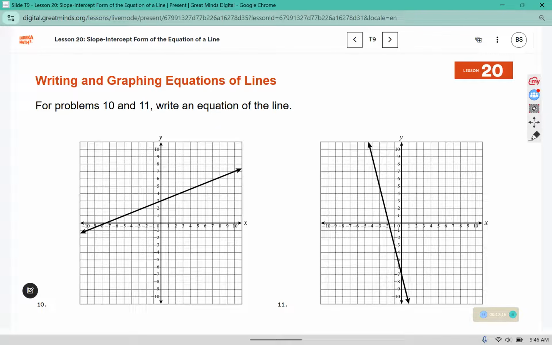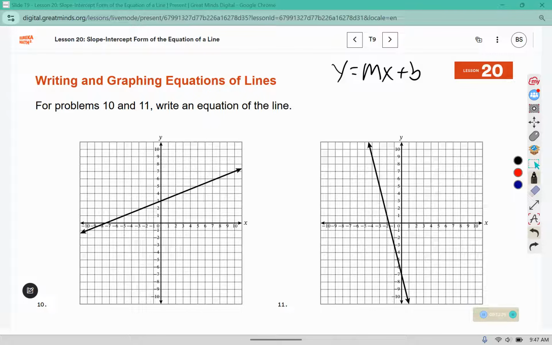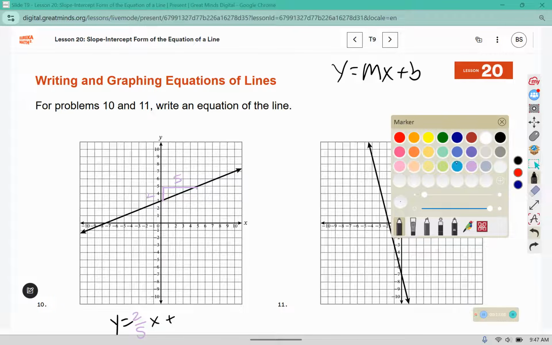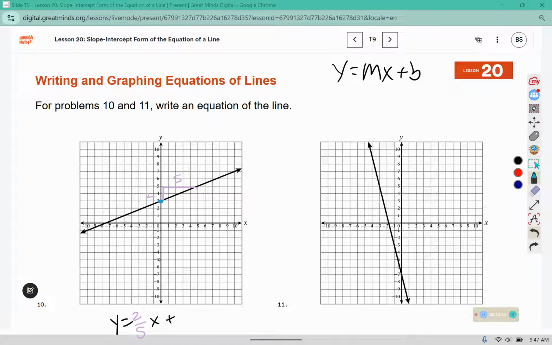For 10 and 11, write the equation of the line. Using that template, y equals mx plus b, we need two details. We need the slope. So we went up 2 and over 5. So this one will say y equals, and the slope will say 2/5 x plus, and then the b value is where it crosses the y-axis, which is at 3.